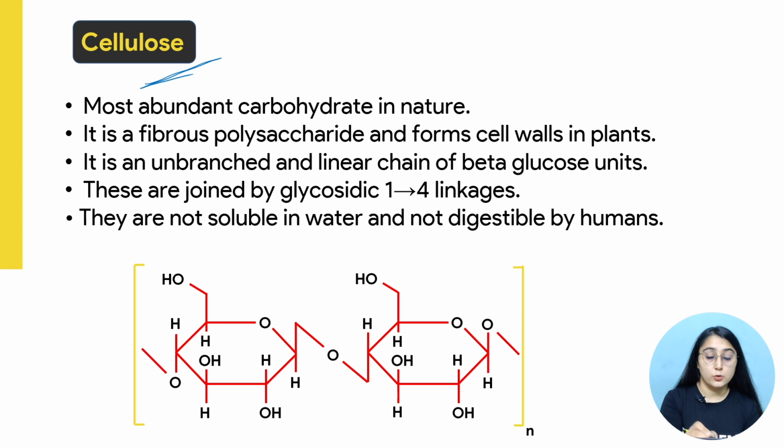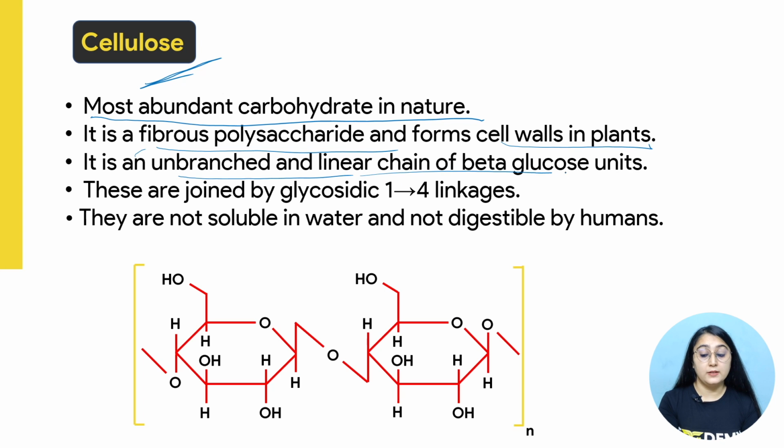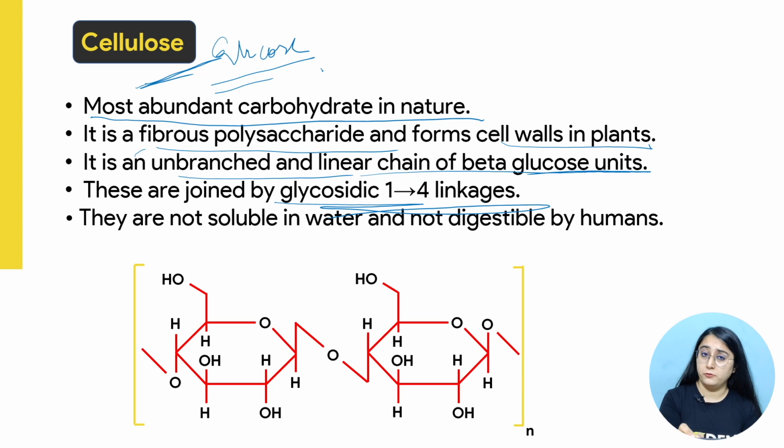Now coming on to cellulose, which is a second example of the polysaccharide that we are discussing. Cellulose is the most abundant carbohydrate in nature and it is a fibrous polysaccharide and forms cell wall in plants. It is an unbranched structure and contains linear chains of beta glucose units which are joined together by glycosidic 1,4 linkages. Now you will be thinking that even the linkages in case of the starch was 1,4 and similarly in cellulose 1,4. Now cellulose is also formed by glucose and starch is also formed from the glucose.